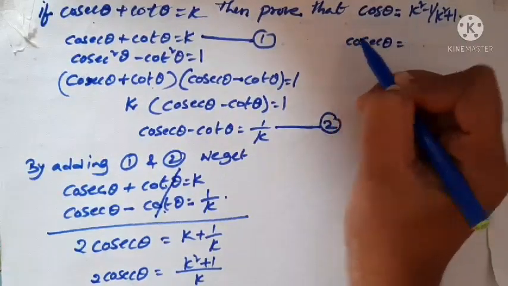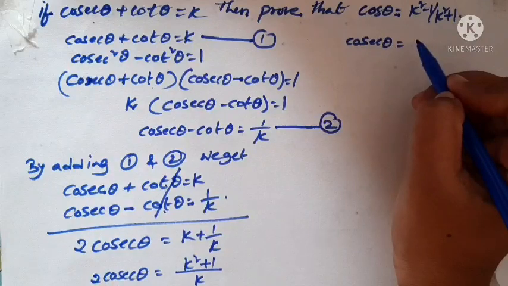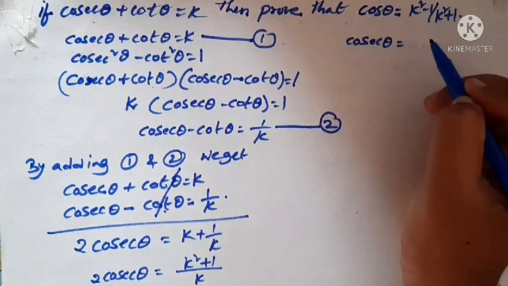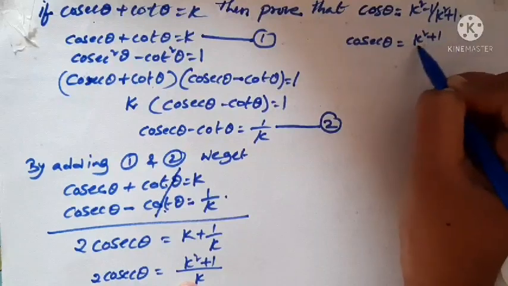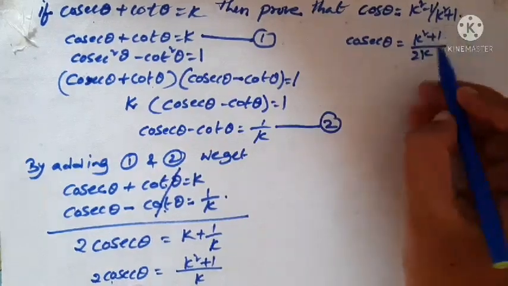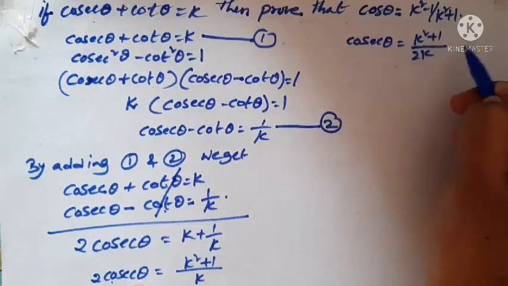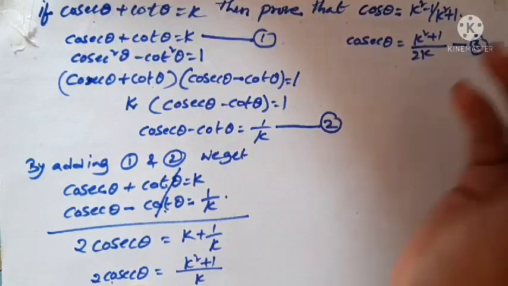Now 2 cosecant theta, so here 2 we have to change to the right side. We will get cosecant theta equals k square plus 1 by 2k. Here 2 is multiplied, so we have to take it to the right side, then it becomes divide. Okay. This is, let us say, equation 3.